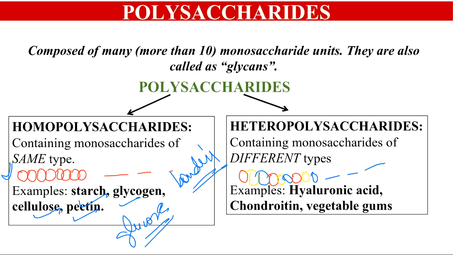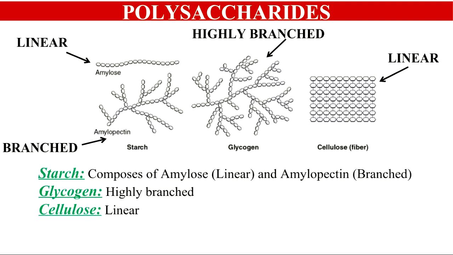On the other hand, if we look at the heteropolysaccharides, the examples are hyaluronic acid, chondroitin, and then we have vegetable gums. So let's look at the structure of the polysaccharides now, specifically the homopolysaccharides. We have three examples that we have to discuss in detail: starch, glycogen, and cellulose.